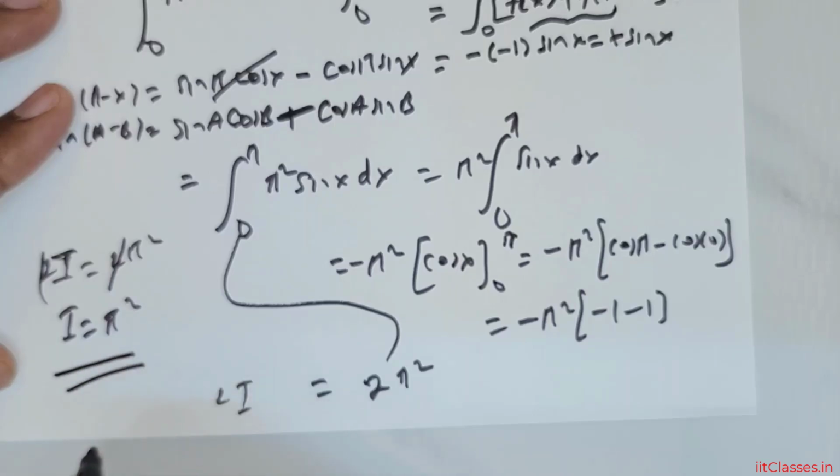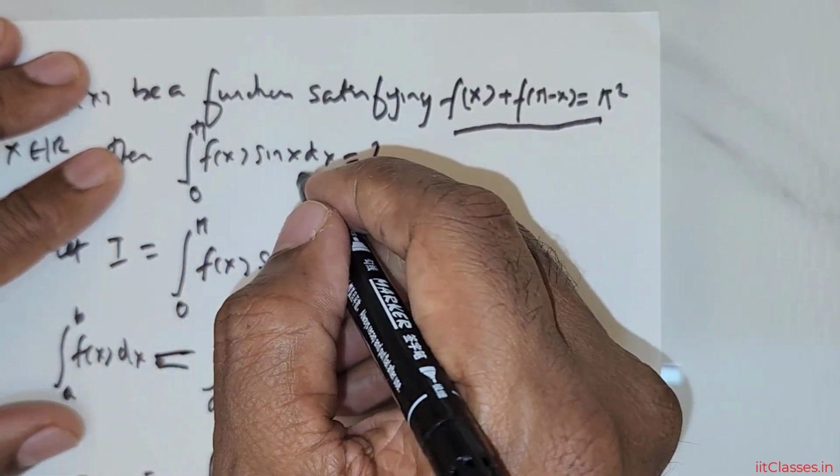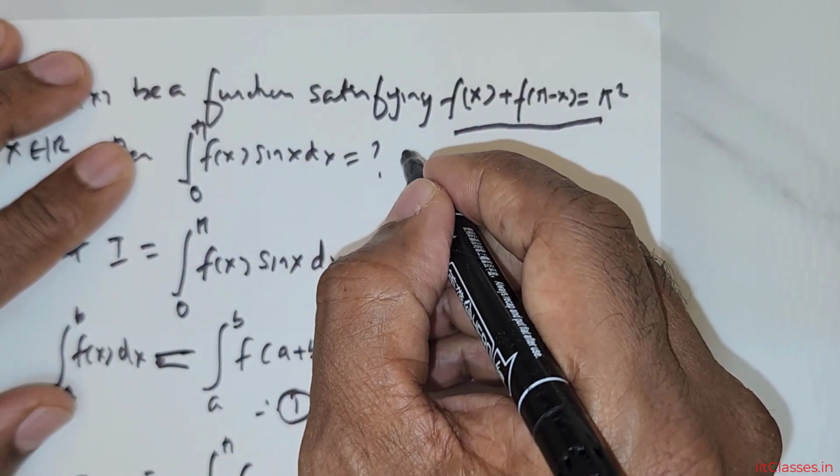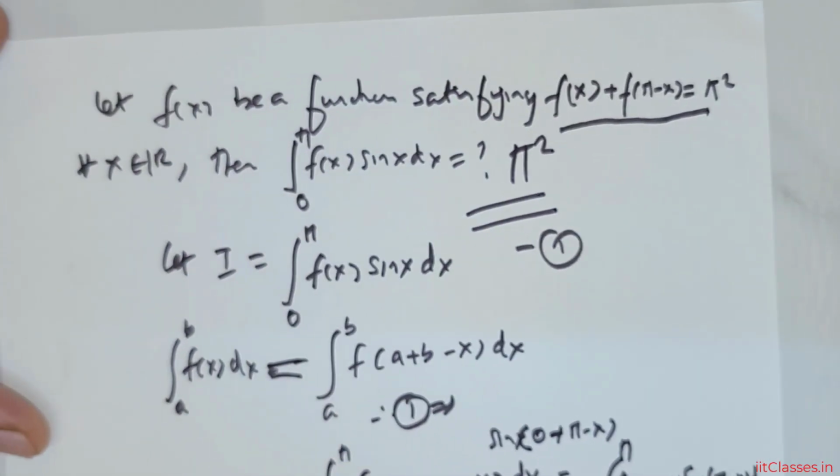And what does it mean that I is equal to π squared? This is exactly what they are asking: the integral from 0 to π of f(x) times sin x dx is equal to what? It is equal to π squared. So that's the solution for this question.